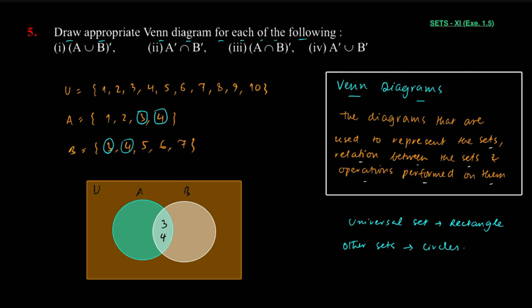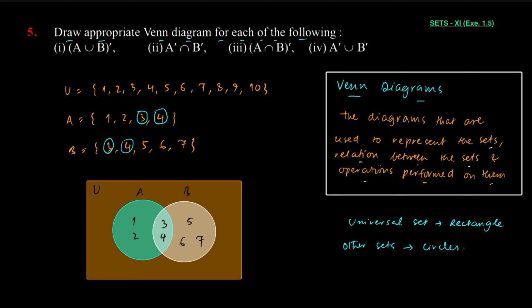Set A has elements 1 and 2 as well. So these two elements will be marked in the region of set A excluding the intersection region. That is, these will be marked somewhere here. Similarly, set B has elements 5, 6 and 7 as well. These elements will be marked in the region of set B excluding the intersection region. That is somewhere here. 5, 6 and 7.